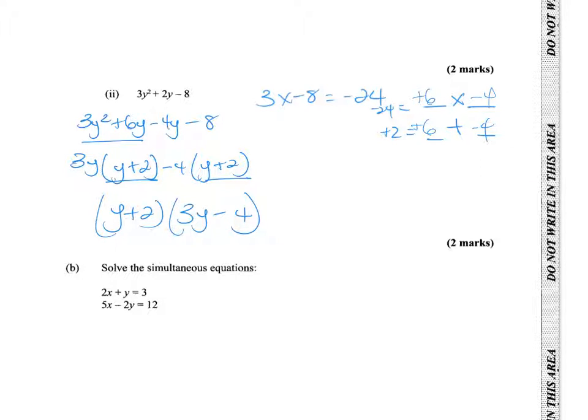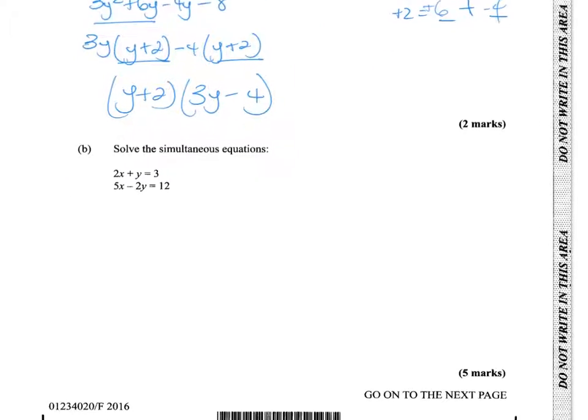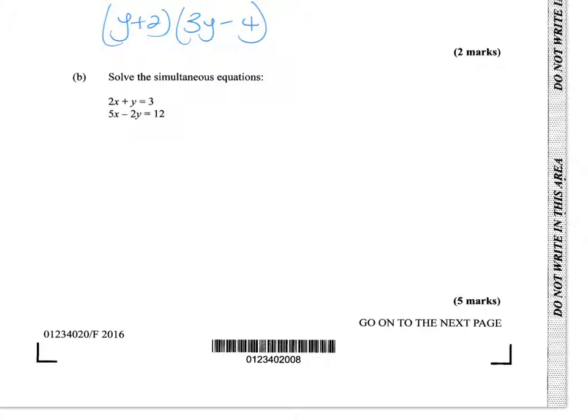The last piece asks us to solve the simultaneous equations. I will choose to use the elimination method here, but you can use any method you choose. So I will let this be equation 1, I will let this be equation 2. I'm going to multiply this one by 5, and I'm going to multiply this one by 2. So to multiply by 5, I multiply each thing in the equation by 5.